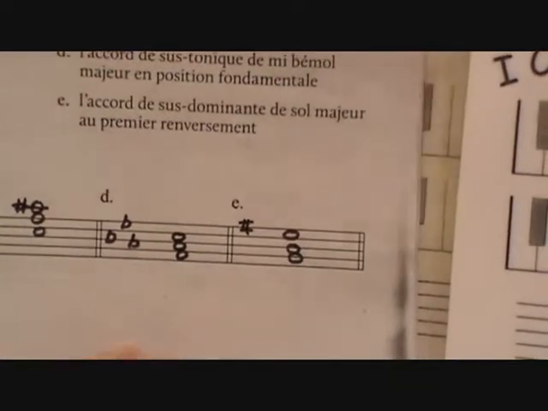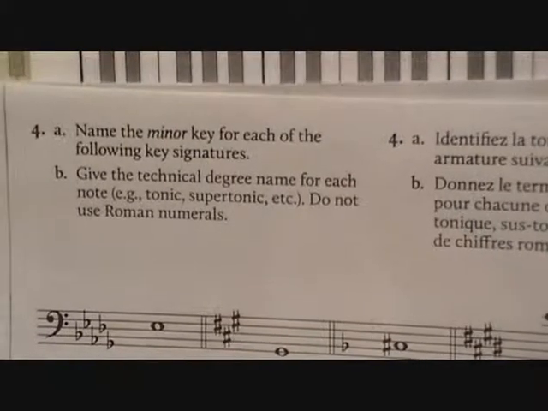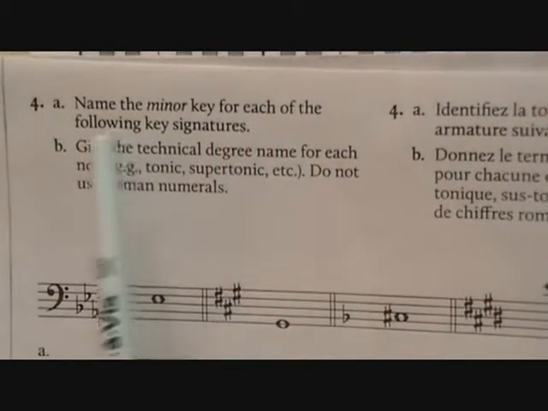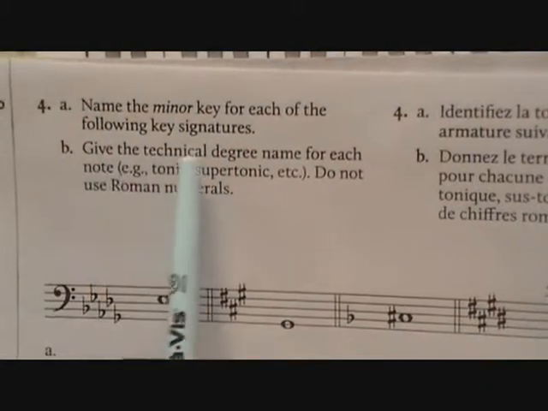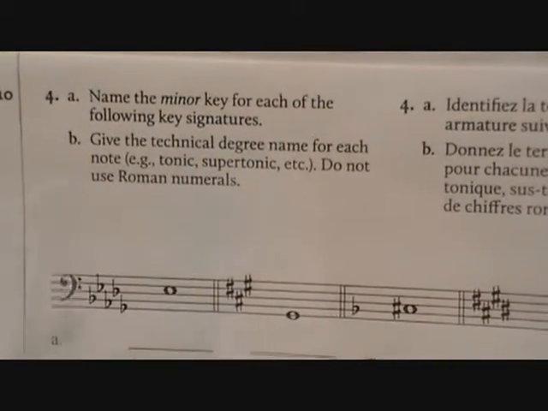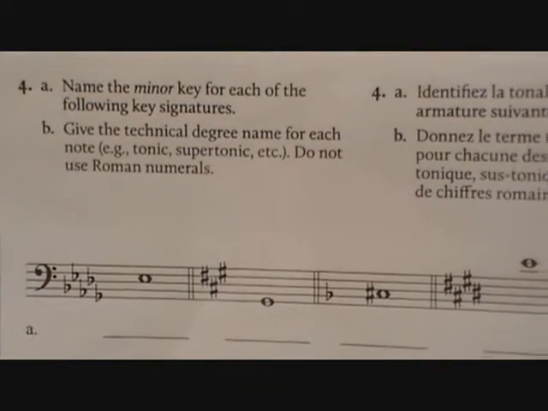All right, next we're going to do the next question, which is to name the minor key for each of the key signatures. The fourth question in this exam: name the minor key for each of the following key signatures. That's A. Give the technical degree name for each note, such as tonic, supertonic. Do not use Roman numerals, so they want the technical degree name.